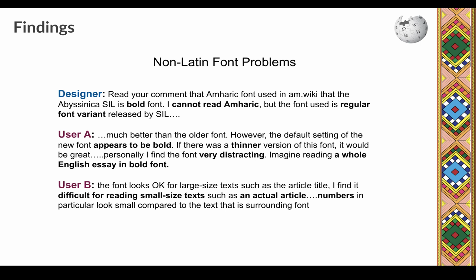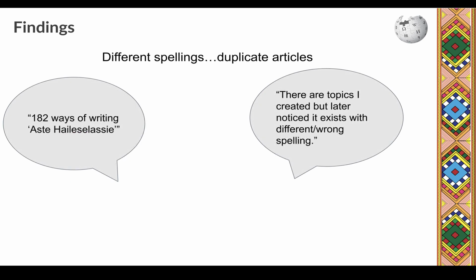Another challenge we observe with the Wikipedia interface is that of misspellings and different spellings leading to duplicate articles. In Amharic Wikipedia, the issue is that several characters that represent the same sound are used to spell the same word in different ways. As one poster complains, there are 182 different ways of writing Haile Selassie, the name of an Ethiopian king.